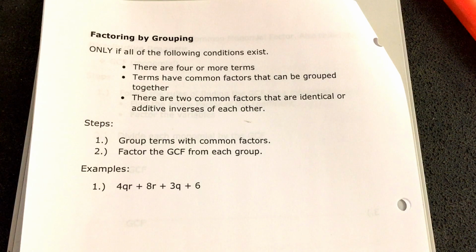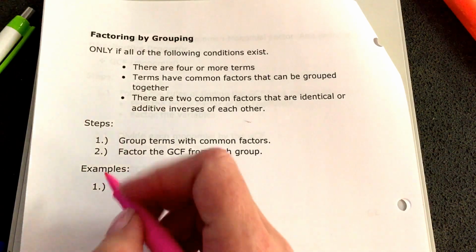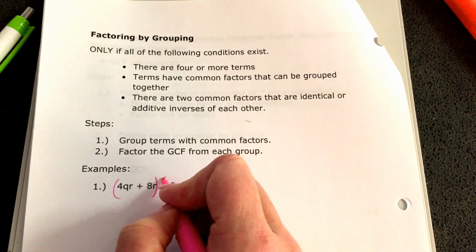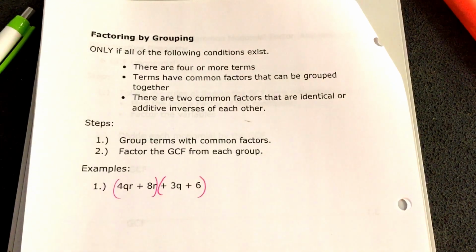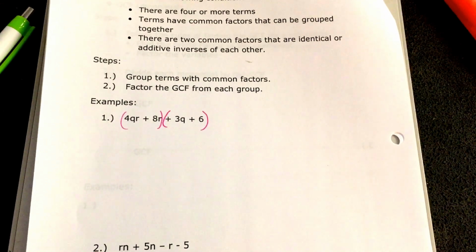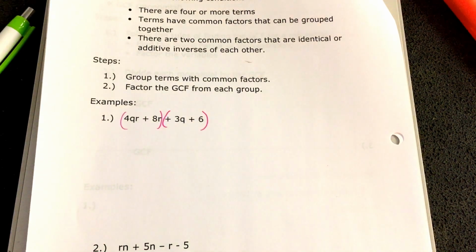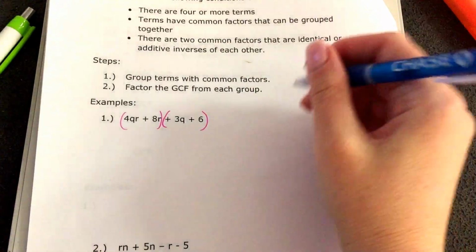So the steps. The first thing we're going to do is group terms with common factors. I'm going to get my pink pen. We're going to group this and this. Now make sure you add in that plus sign to this one. Make sure you add in that plus sign. Now we're going to factor the GCF from each group. This is where the scratch paper comes in, if you're going to have scratch paper on your homework.